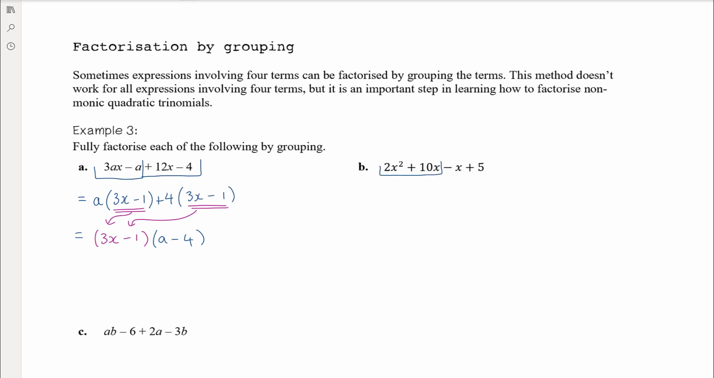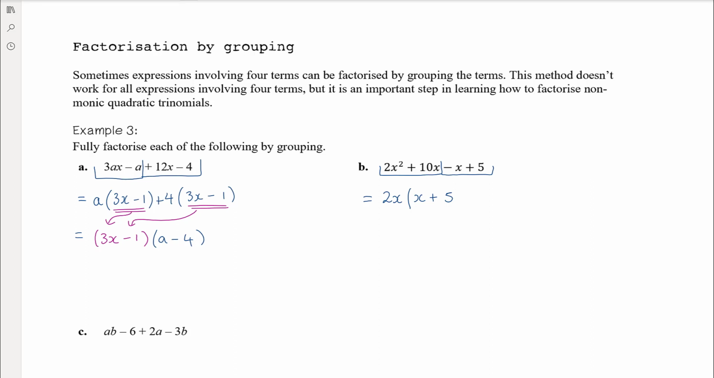There are nice common factors between those first two terms, 2 and x. The second two terms, not so many common factors, but I want to actually use this as a specific example here. So 2 and x are common factors in those first two terms. So taking out 2x, we get left with x plus 5.